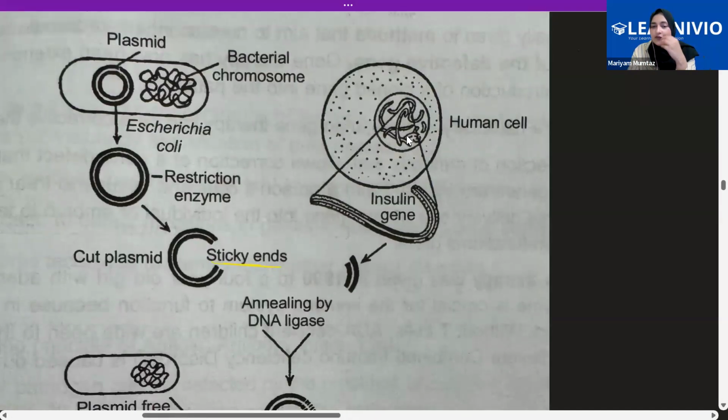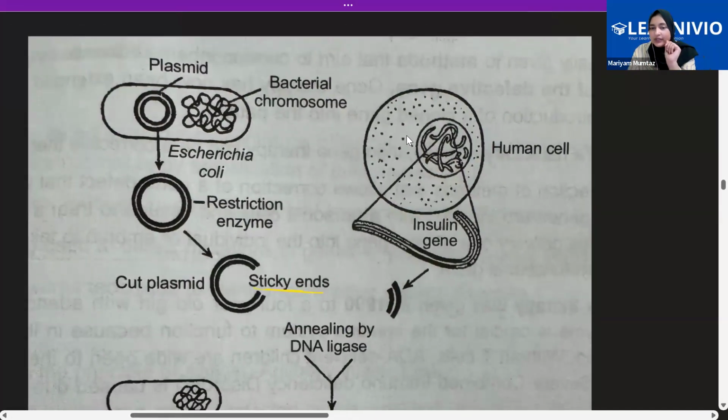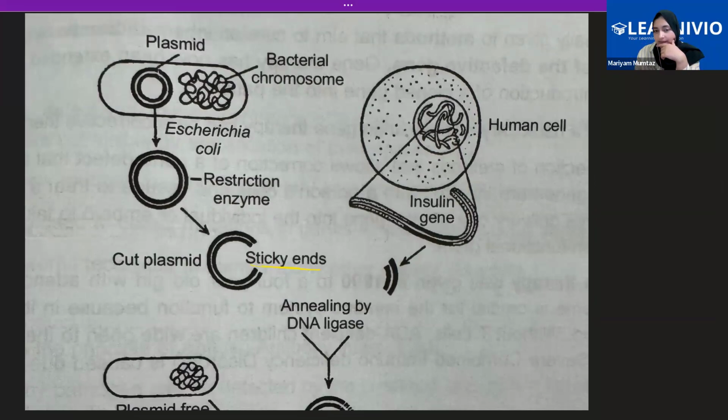See, this is the technique. Basically, from the pancreatic cell of human, you take out the insulin gene. Okay. Then you take out the plasmid from the bacteria. You cut the insulin gene and you cut the plasmid with the same restriction enzyme.